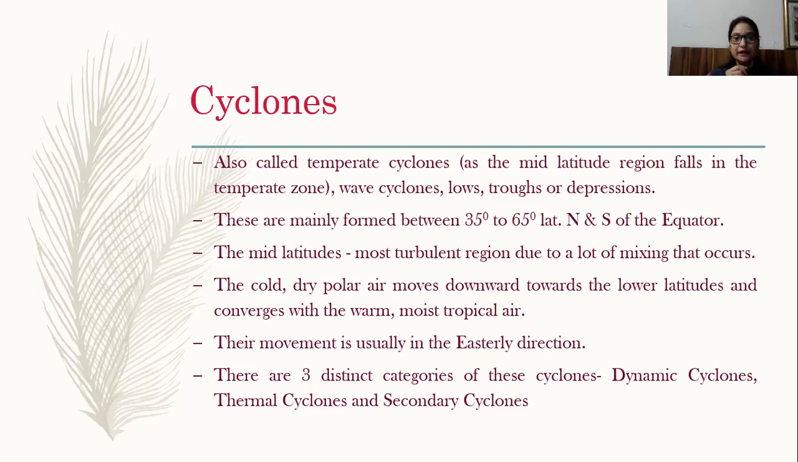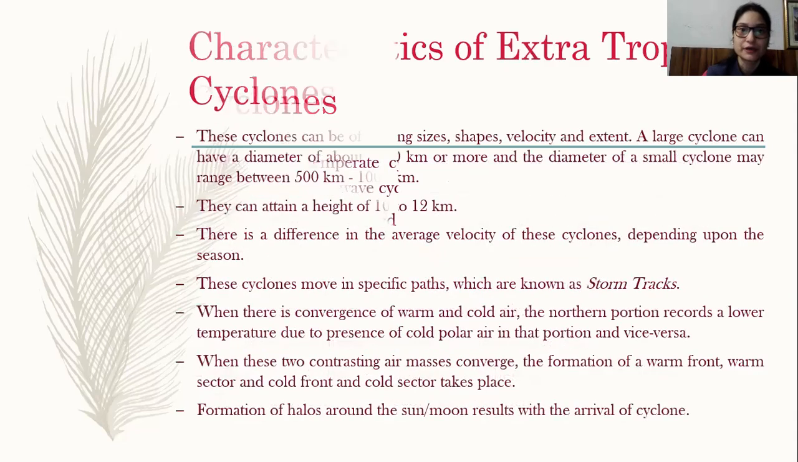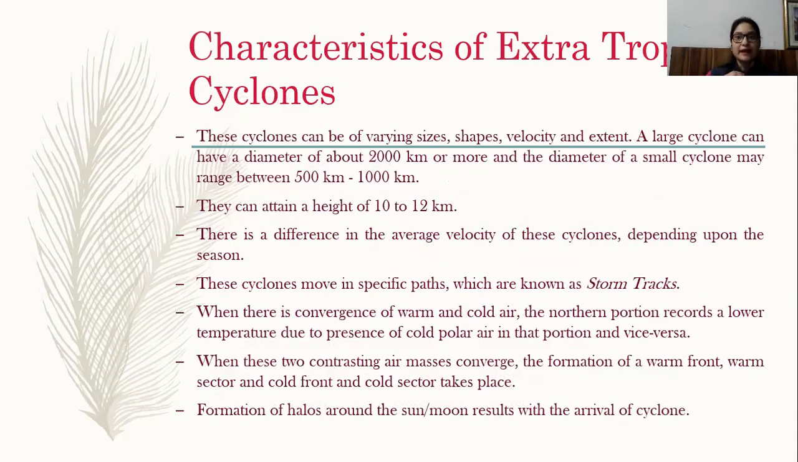There are three distinct categories into which the cyclones can be categorized. They are the dynamic cyclones, thermal cyclones, and secondary cyclones. Now the characteristics of the extratropical cyclones. This is of importance over here. These cyclones can be of varying sizes, shapes, velocity, and extent. They have different diameters.